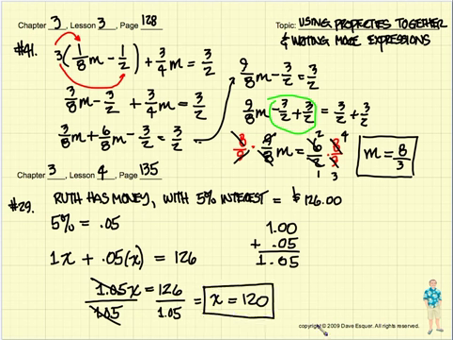So if you use your calculator or long division, our final solution was she started with $120. She earned 5% interest, and she had a total of $126.